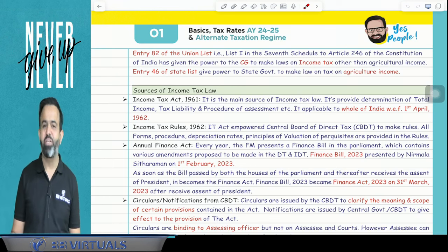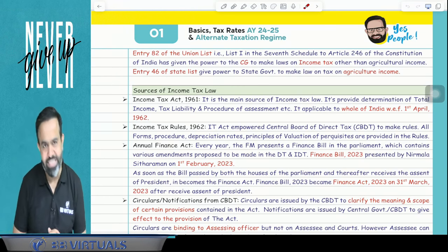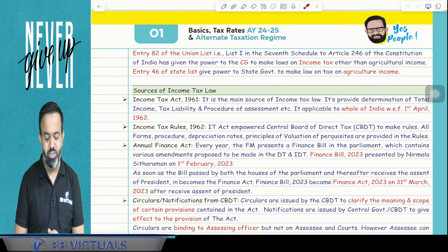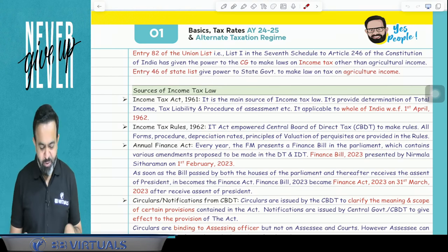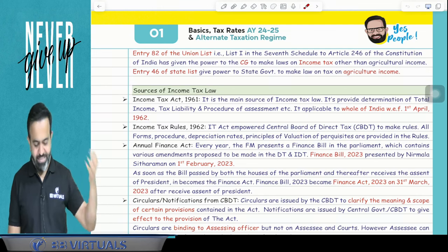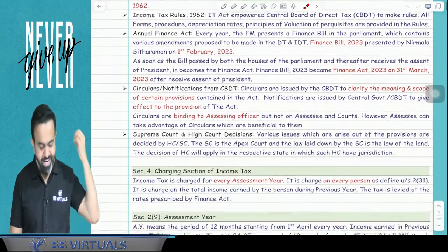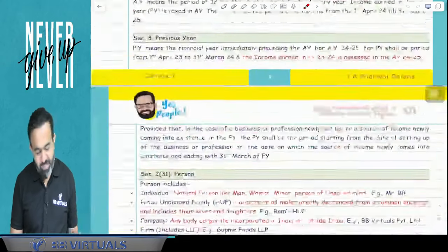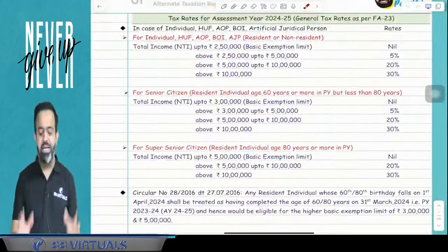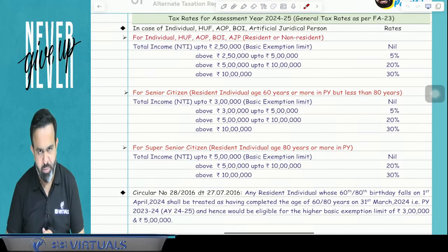I'm also good. So guys, today we are going to revise one topic, that is basic concept and tax rate for the assessment year 24-25 and alternative taxation regime. So guys, you know about basic concept, Income Tax Act, Income Tax Rules, Finance Act and case law, circular, notification. You already studied that in our intermediate. So directly for the final level, we will start with the tax rate for your examination.